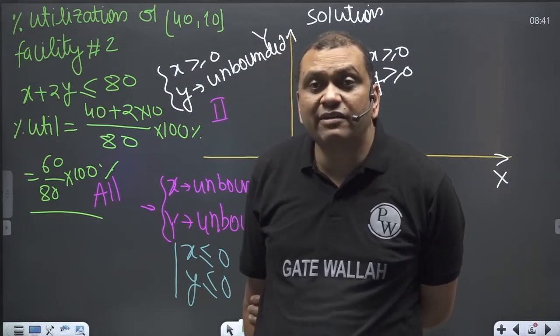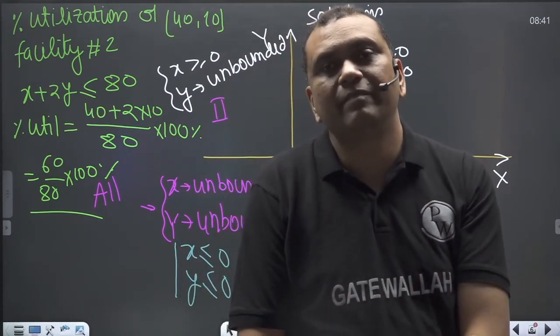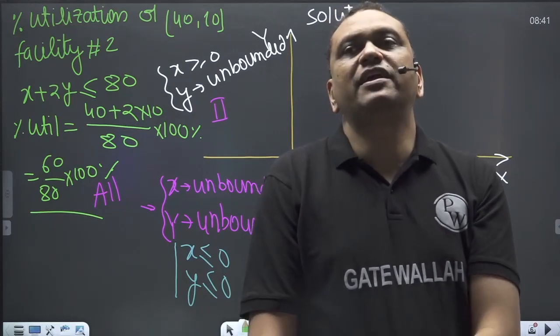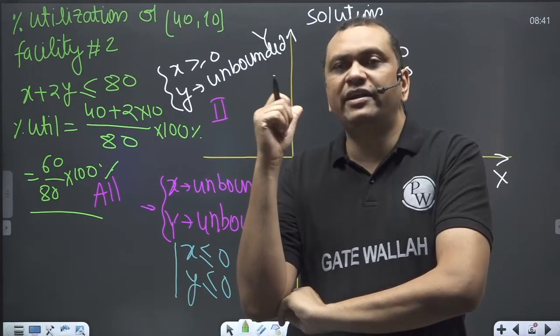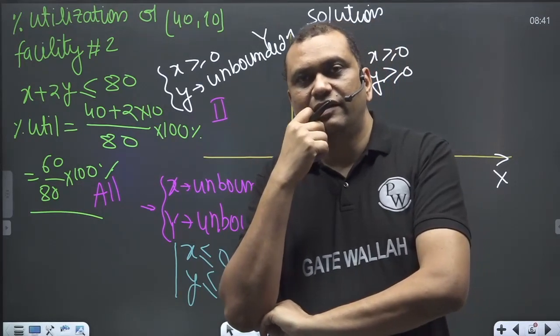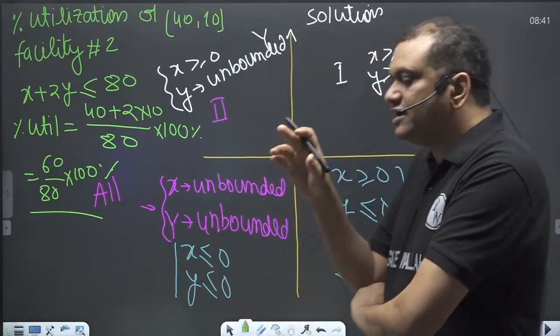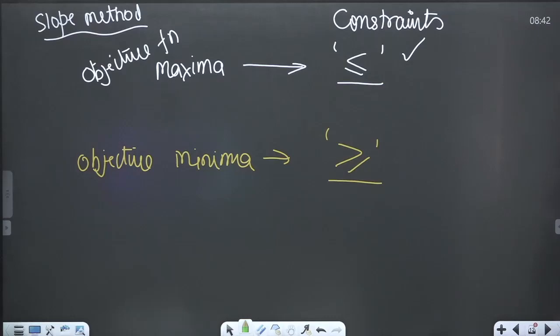So in the GATE exam, when the percentage utilization is being asked for any facility, after calculating the optimum point, that is the way to handle it. Okay, percentage utilization, how to calculate? Put the value in.